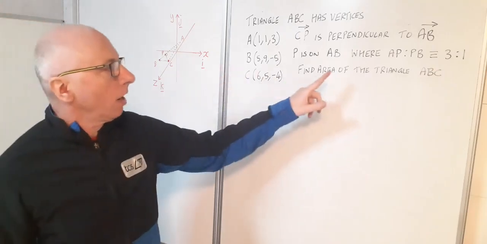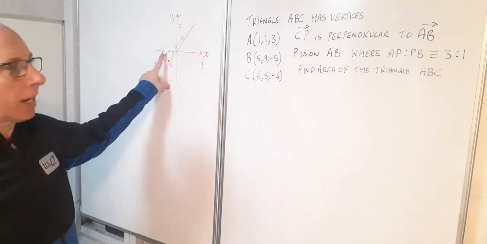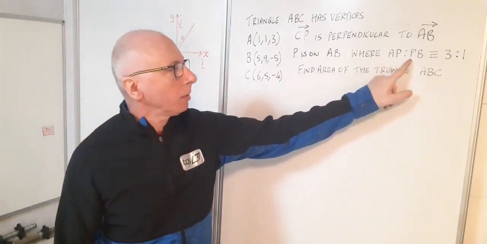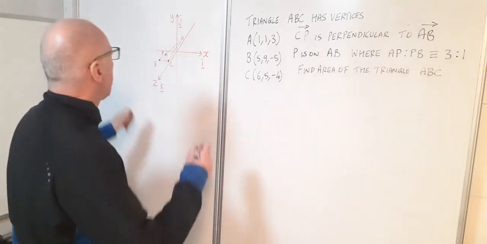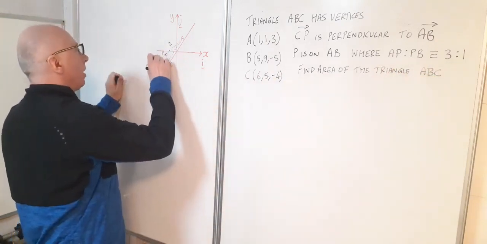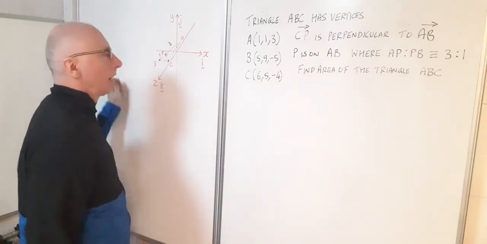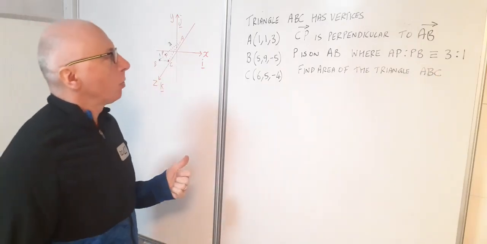Now the point P on the line AB is in the ratio of AP to PB is 3:1. So basically what we're saying is this line here is 3 times longer than this line here. So those are the properties we need to work with.